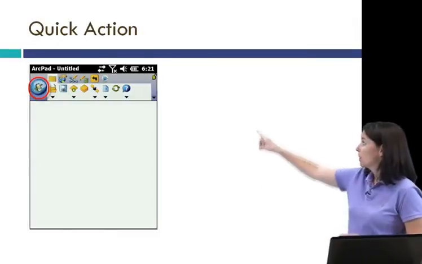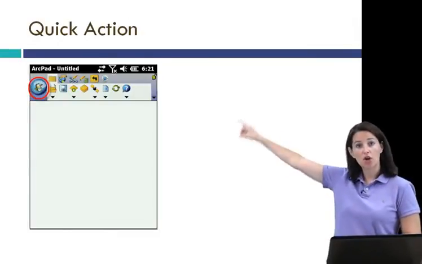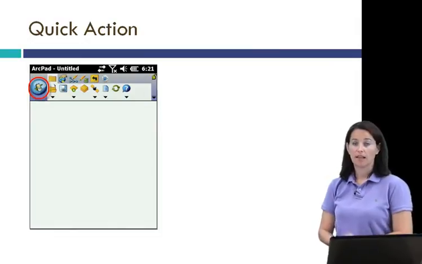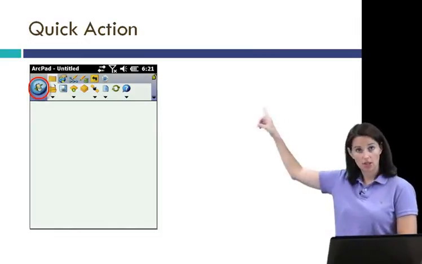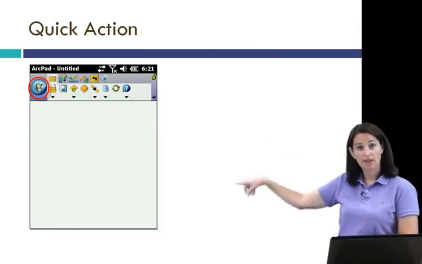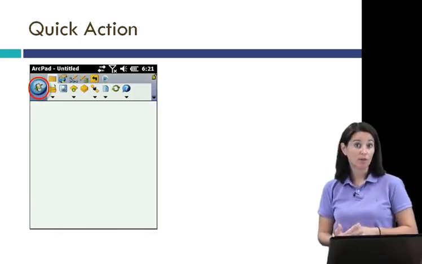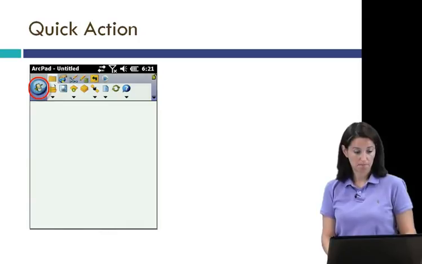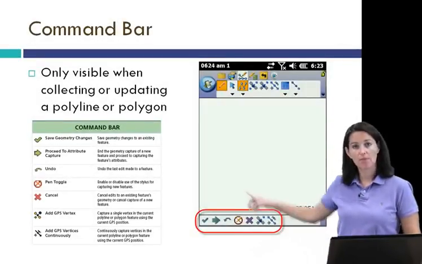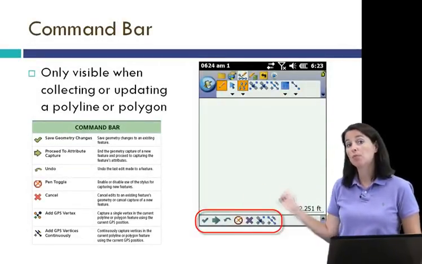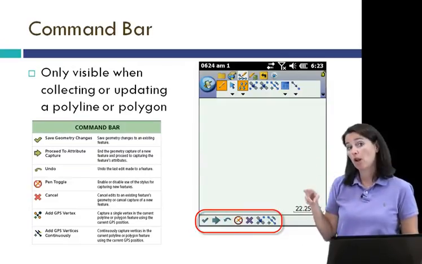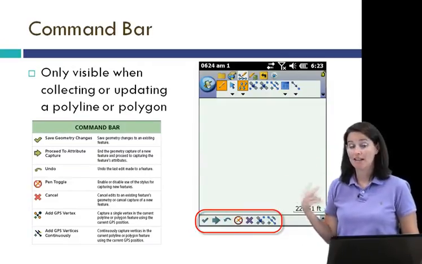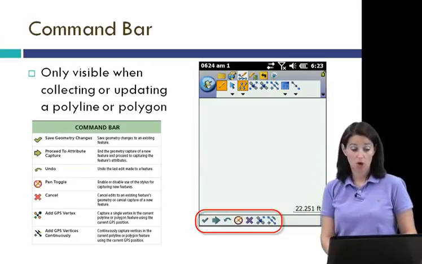There's the quick action toolbar. If you tap on the far left, you get a drop down. It's actually the quick action button. You get a drop down, and that is where you exit out of ArcPad. That's where you can go and open up a different map, etc. And then down at the bottom, if you have a feature opened, a polyline or a polygon, and you want to start editing, you'll get the command bar, only visible when collecting or updating a polyline or a polygon.